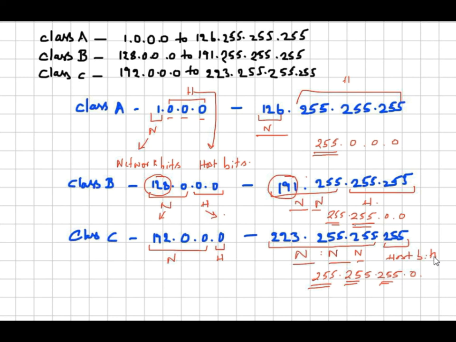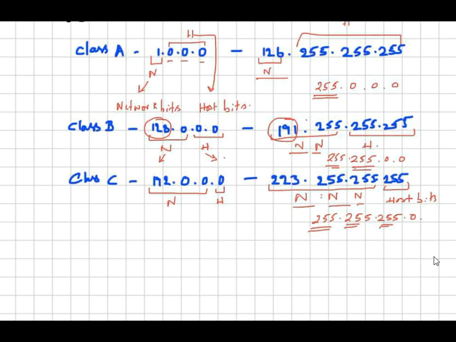And what is a subnet mask? When you combine the subnet mask and the IP address, you will get the network portion. For example, let us take an IP address within the class A system. Let us take 10.2.2.1. This is a class A IP address.